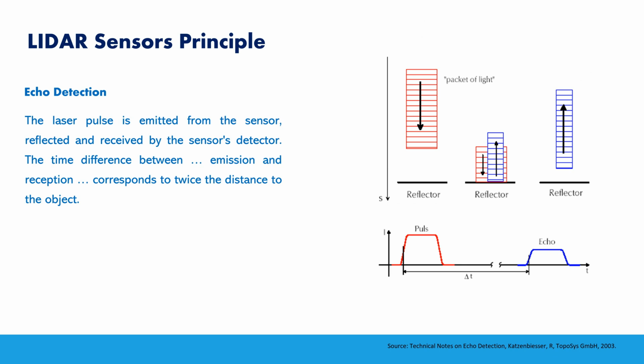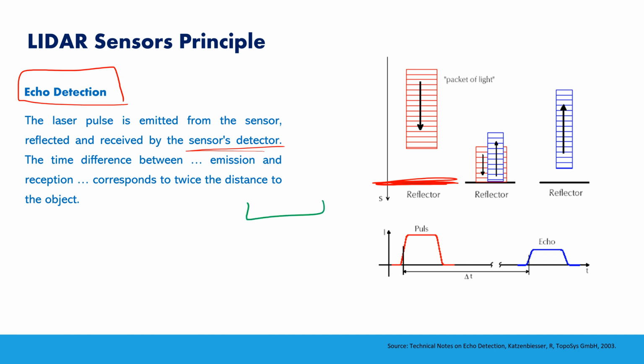Okay, now the echo detection. Let's speak in more detail about the echo detection system. Let's say that there is a laser pulse that's emitted by the sensor, and then it would be reflected by the ground or any object on the ground, in fact, and then it would be received back by the sensor's detector. The time difference between the emission and the reception corresponds to twice the distance to the object.